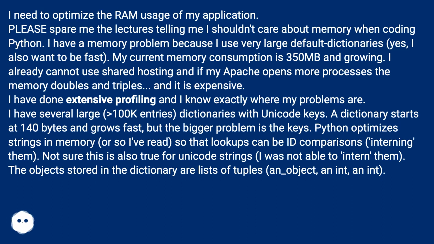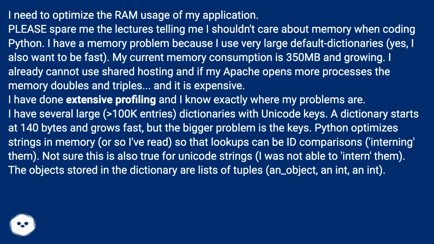I have a memory problem because I use very large default dictionaries. Yes, I also want to be fast. My current memory consumption is 350 MB and growing. I already cannot use shared hosting, and if my Apache opens more processes, the memory doubles and triples. And it is expensive. I have done extensive profiling and I know exactly where my problems are.